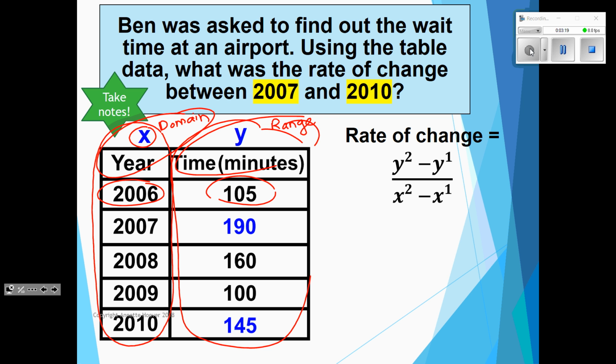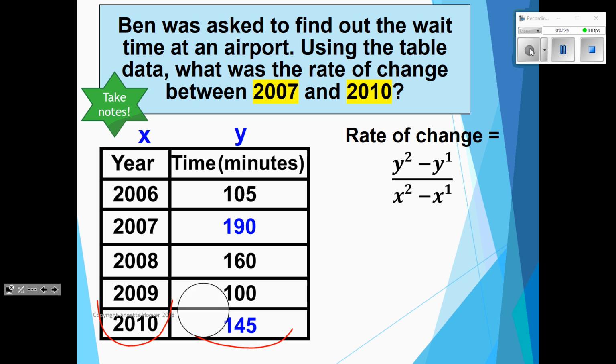So what this creates is an ordered pair that we can graph. How many ordered pairs are in this particular table? Well, if you look at the table, we have 1, 2, 3, 4, 5 different ordered pairs. Now to figure out the rate of change, all you need is two of them, because you only have to have a y1 and a y2, an x1 and an x2. In this scenario, it told you which two to use. It says what was the rate of change between 2007 and 2010. So right there it said you're going to use these two ordered pairs.